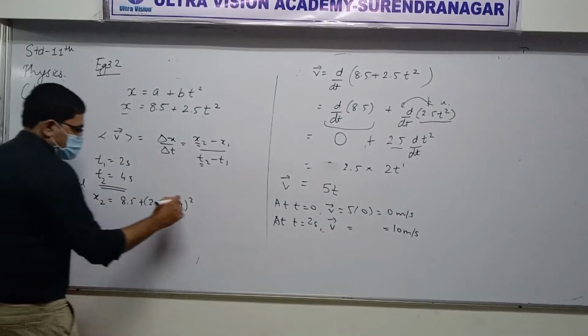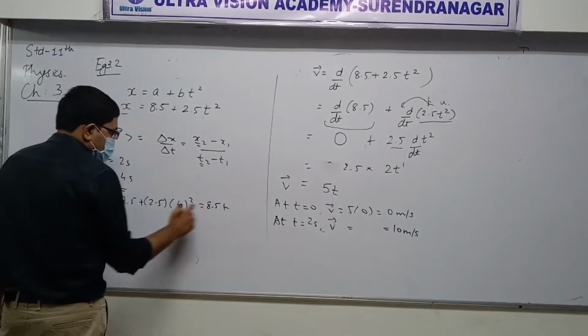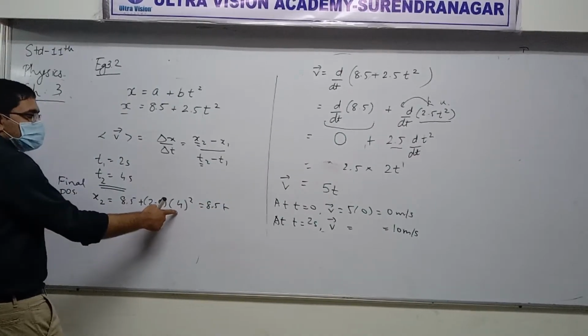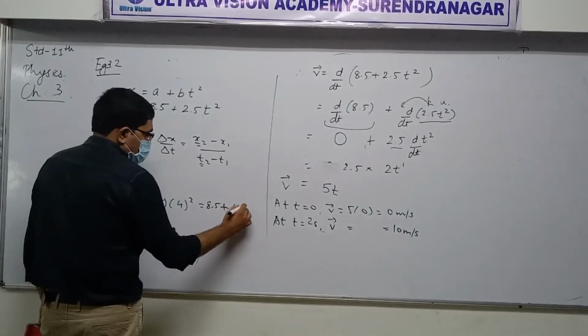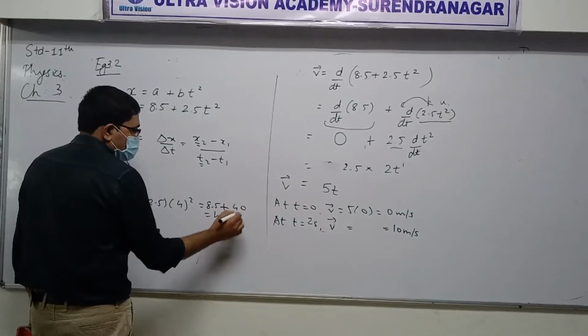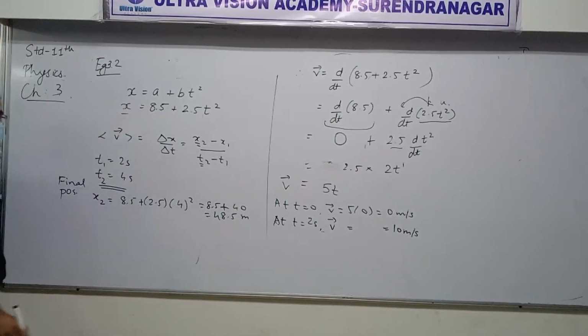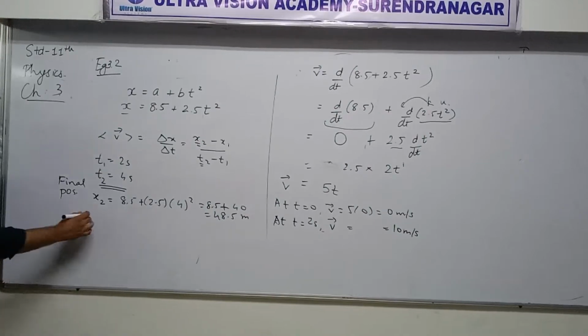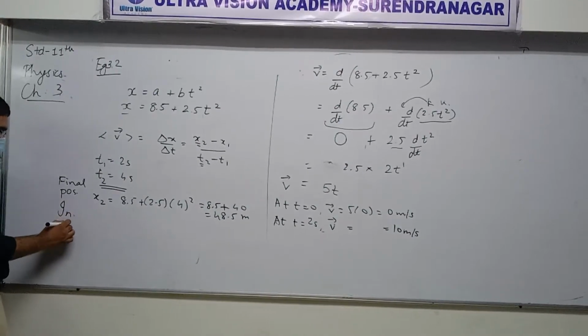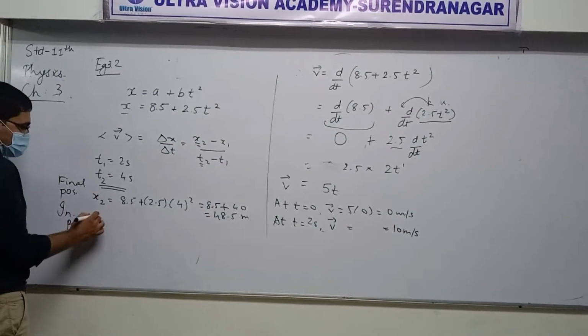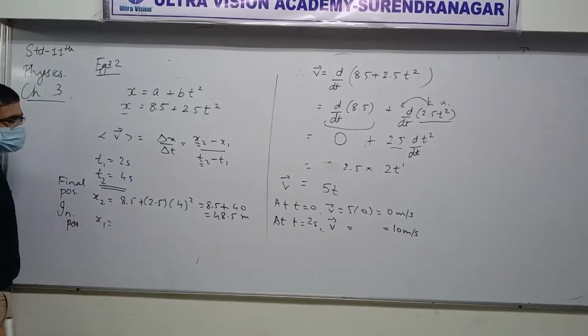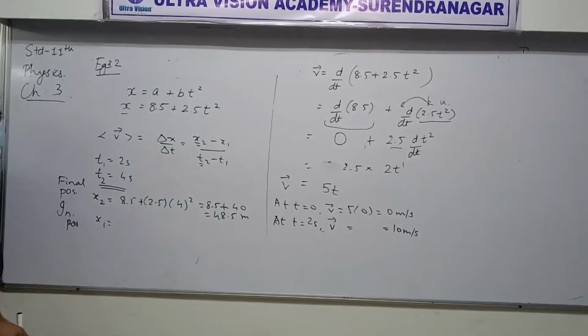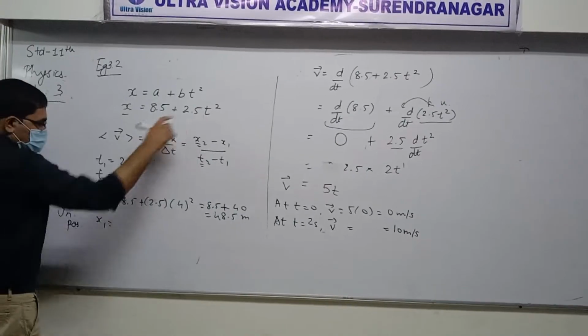So let's see what this will turn out to be. 8.5 plus 4 square, 16. 2.5 is 40. So this is going to be 48.5. Clear? Now just like that, initial position. Initial position means x1. It was at which time? At 2 seconds. So we are going to put it here.